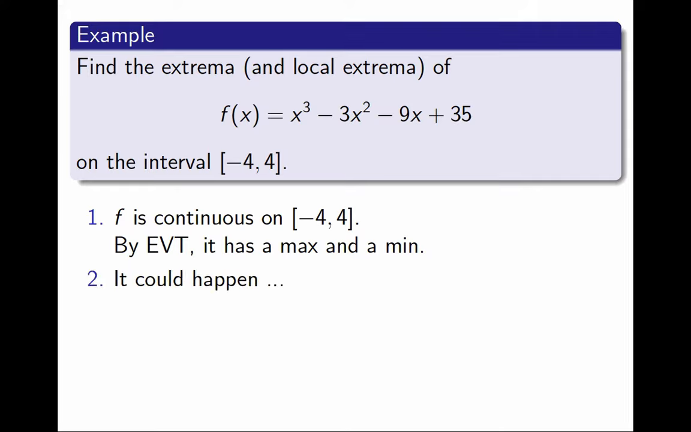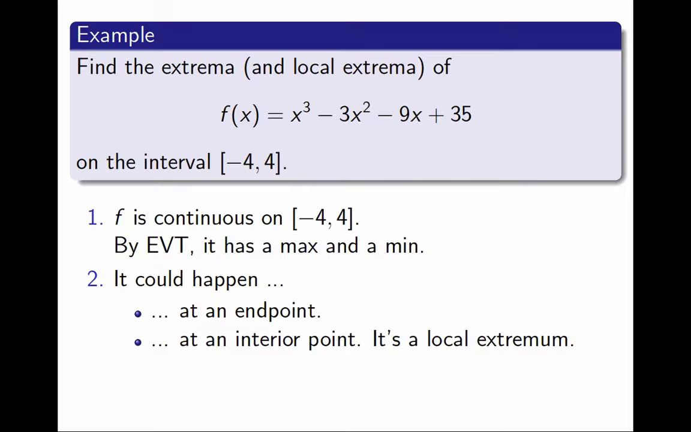Second, now that I know there is a maximum and a minimum, they may be at an endpoint or at an interior point. But if they are at an interior point, they must also be local extrema. And then the local extreme value theorem tells me they must be critical points. So I know there are extrema, and I know where to look for them.